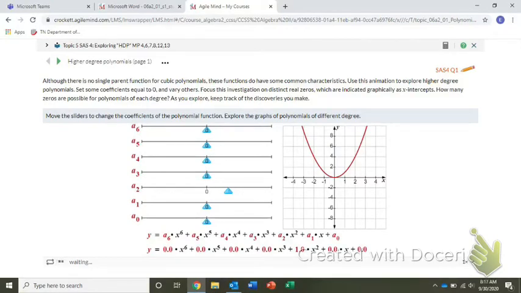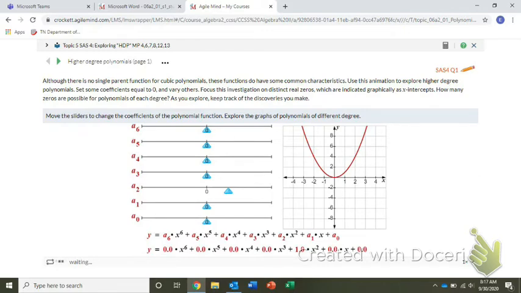Good morning, guys. Today we are doing SAS 4, and it is exploring higher degree polynomials. It starts on page 125 in our workbook. I'm going to go over this, and I'm going to go through the more practice with you as well.